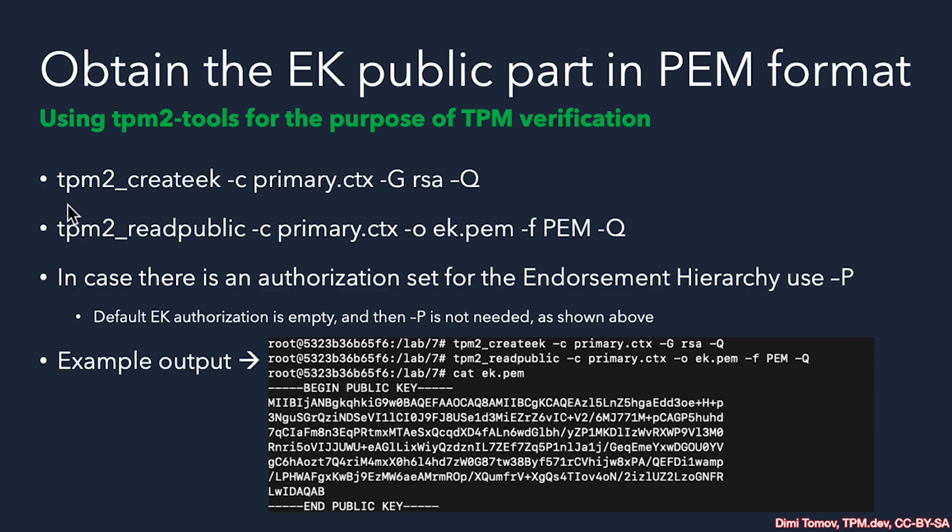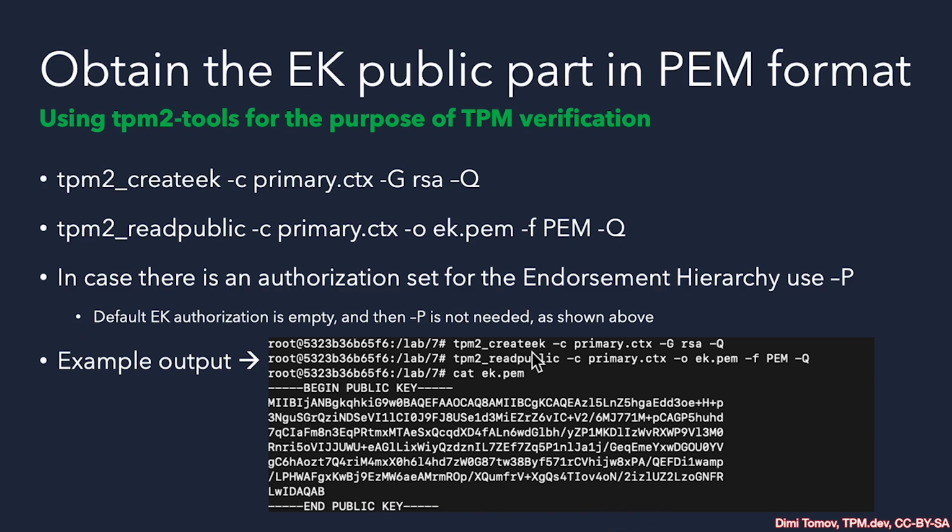We generate the EK as usual using tpm2_createek. Then by using the tpm2_readpublic tool, we extract the public part of the EK and we instruct the tool to convert to the PEM format using the -f argument. The -Q you see in both commands is for the tools to not print messages in the terminal. Instead, we'll just receive the result, which is the EK PEM. And of course, do not forget to provide the authorization for your endorsement hierarchy.